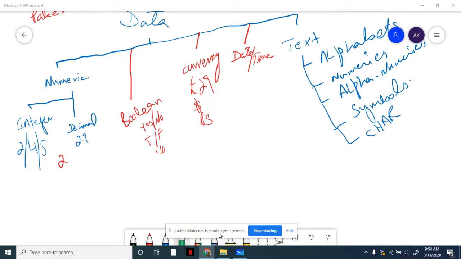So now let's say I have the fields ID, name, then phone number, then email, then gender, then fee, then status.